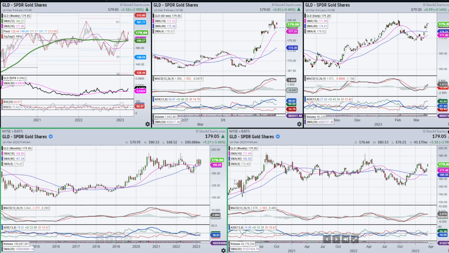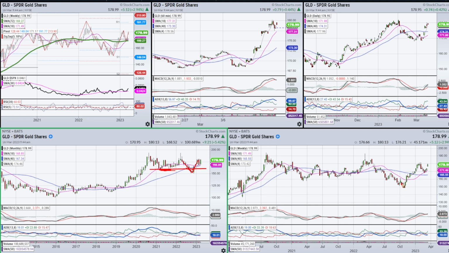All right, I got a lot of symbols that came through. Let's go ahead and get going. First one is GLD, and I actually think this is pretty impressive. Remember, we talked about this not that long ago. You see this undercut pattern? You see how we came down and undercut these key lows here from 2021 and then emerged above that.